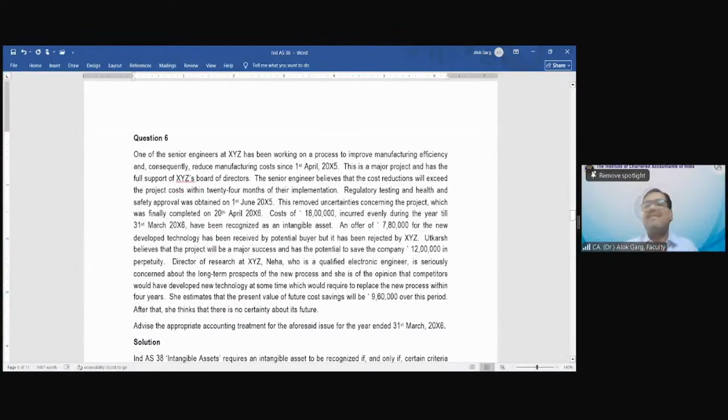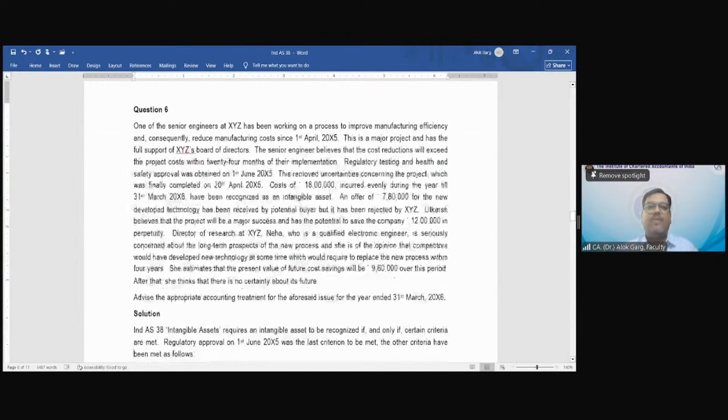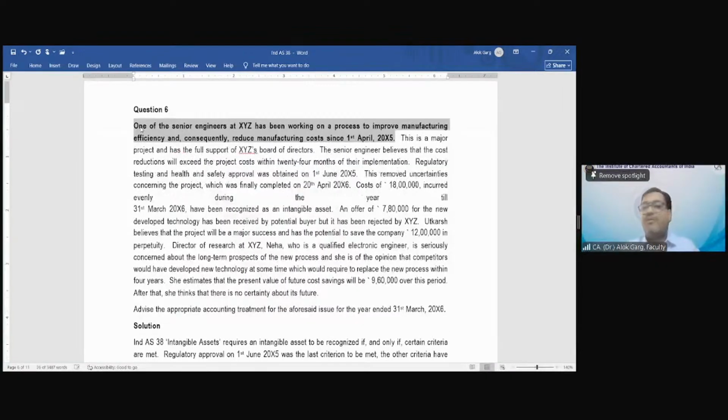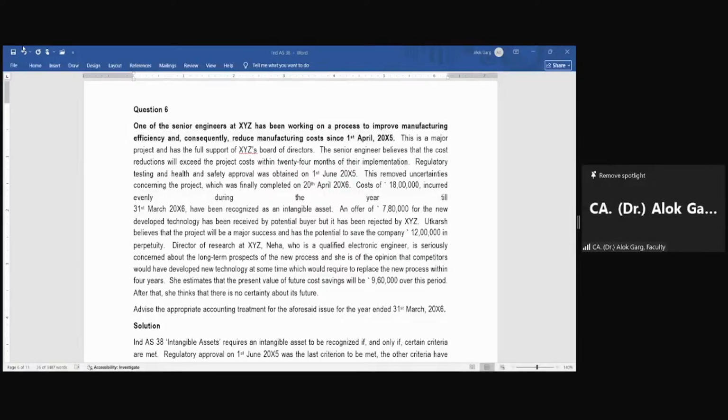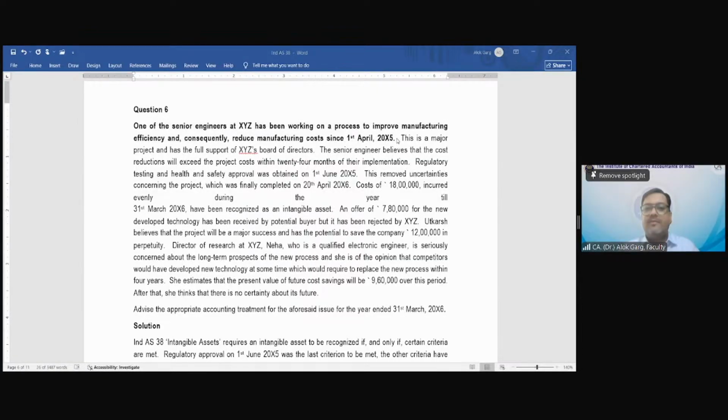Yes. Question number 6. Let's cover question number 6 here only. One of the senior engineers of XYZ has been working on a process to improve manufacturing efficiency and consequently reduce manufacturing costs since 1st April 2005. So this engineer is working on a project to enhance the efficiency of the manufacturing process. This is a major project and has the full support of the company's board of directors.